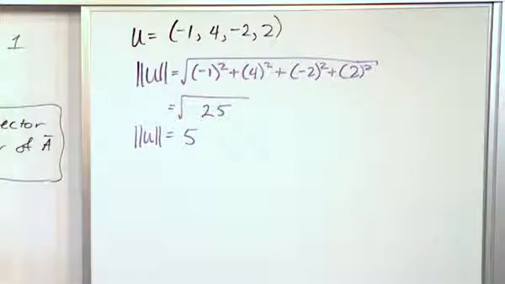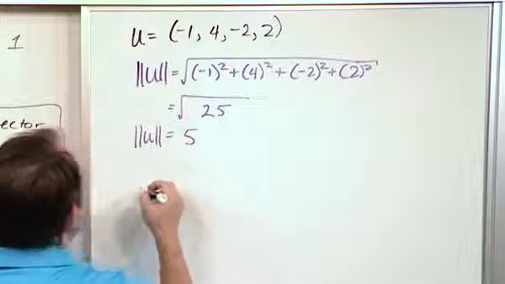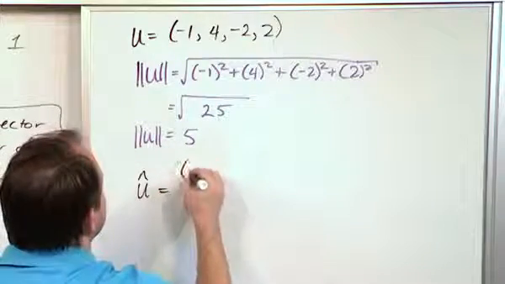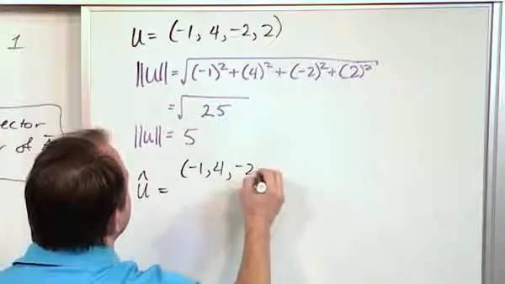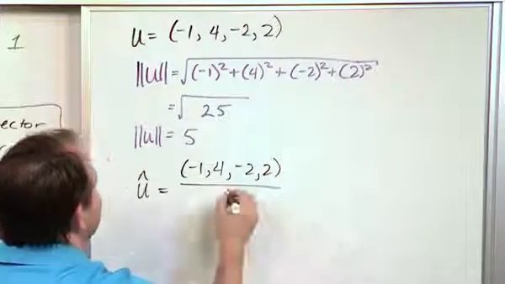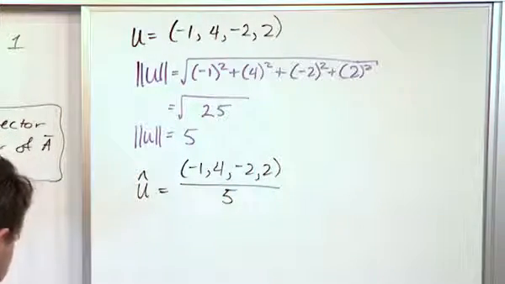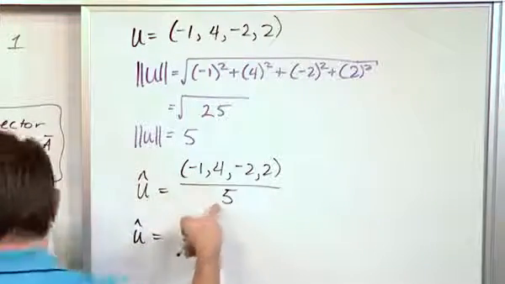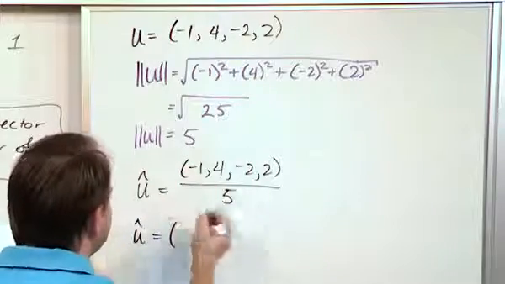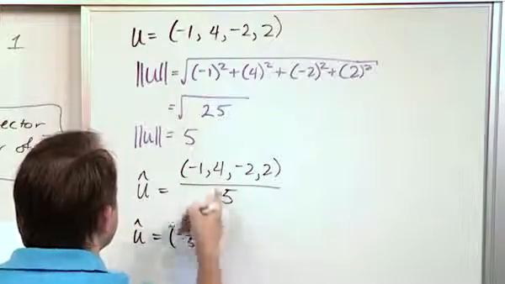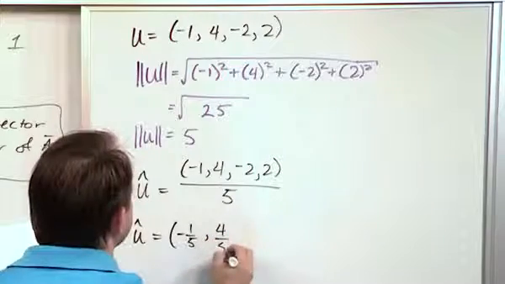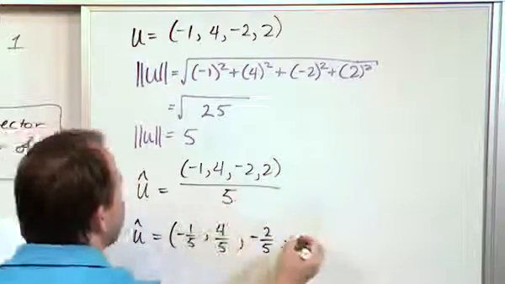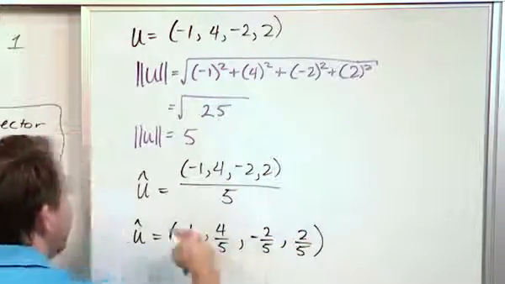But in any case, in order to find a unit vector in the u direction, we just take the original vector, -1, 4, -2, and 2, and we divide it by its magnitude, which in this case is 5. So when you take -1 and divide by 5, let's just keep it in terms of fractions, you get -1/5. 4 divided by 5, you get 4/5. -2 divided by 5, you get -2/5. And 2 divided by 5 is 2/5.